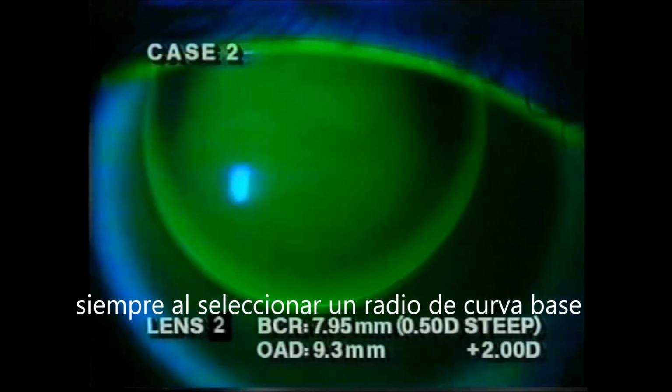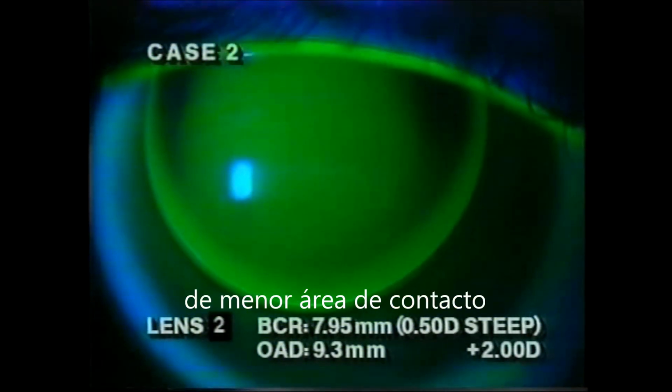This would be an acceptable fit, although selecting a base curve radius a quarter of a diopter steeper than K could be considered to reduce the bearing area.